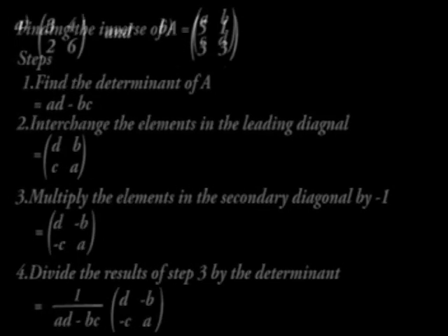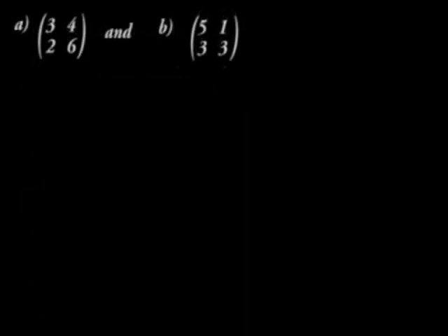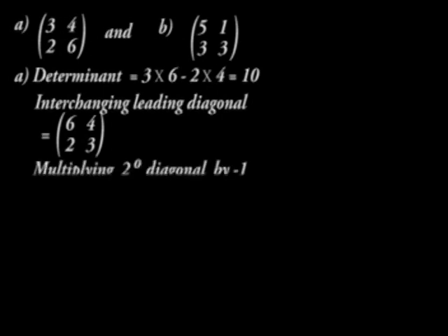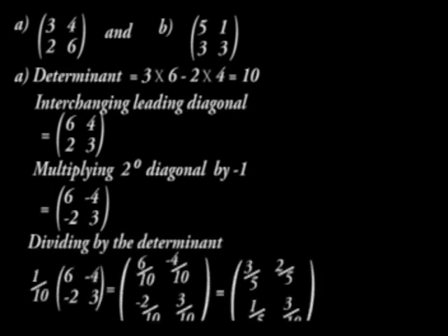For example, find the inverse of 3, 4, 2, 6 and 5, 1, 3, 3. The determinant of A is 3 times 6 minus 2 times 4, which is 10. Interchanging the leading diagonal, we have 6, 4, 2, 3. Multiplying the secondary diagonal by -1, we have 6, minus 4, minus 2, 3. And finally, dividing by the determinant, we'll end up with 3 over 5, minus 2 over 5, minus 1 over 5, 3 over 10.